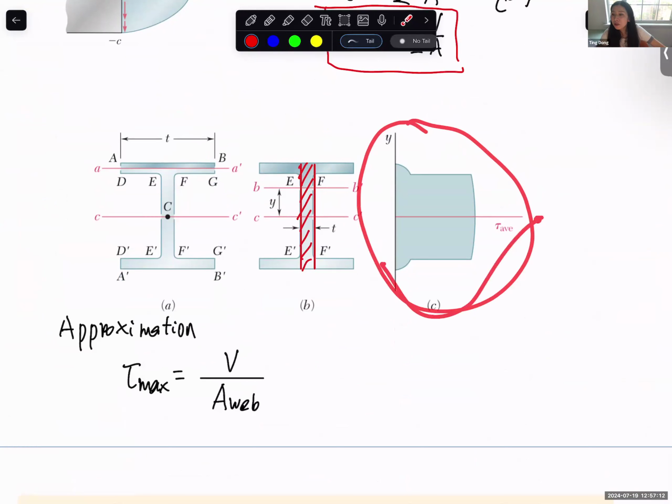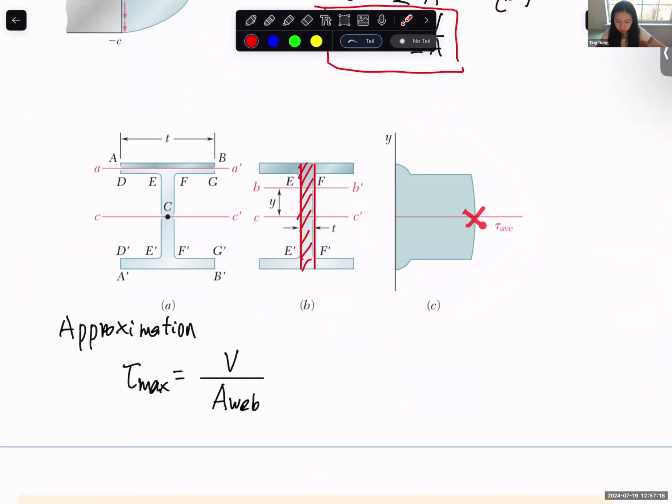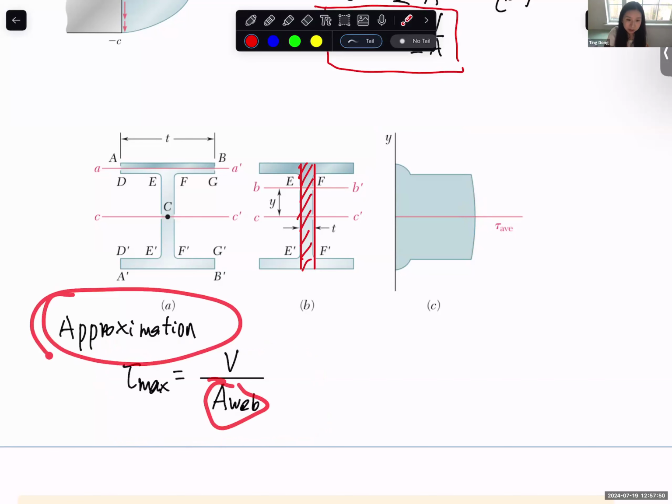For this one, if you really check where the maximum shear stress is located, it is at this point, right? It is at this point. As an engineer, for this type of I-beam, I use this one as an approximation, because even though this is the maximum point based on the shear stress distribution, it's not significantly bigger than the rest. Make sense? That's why I use this one as approximation.